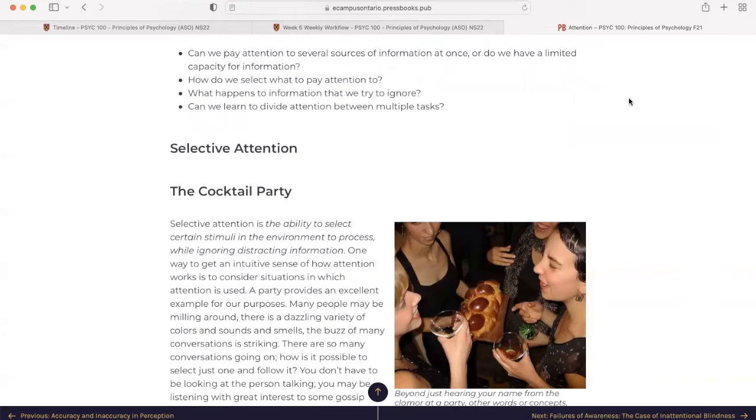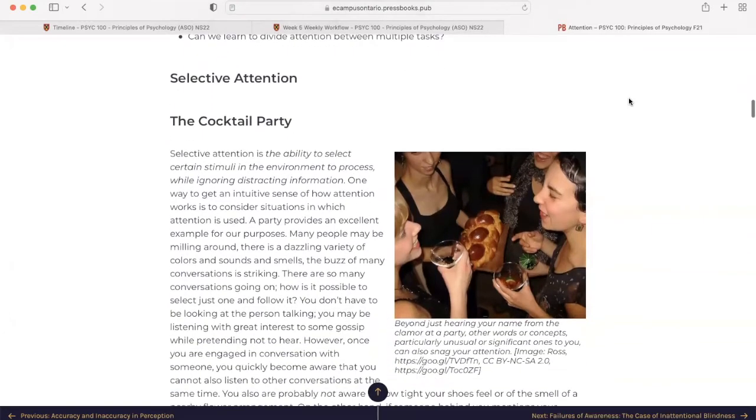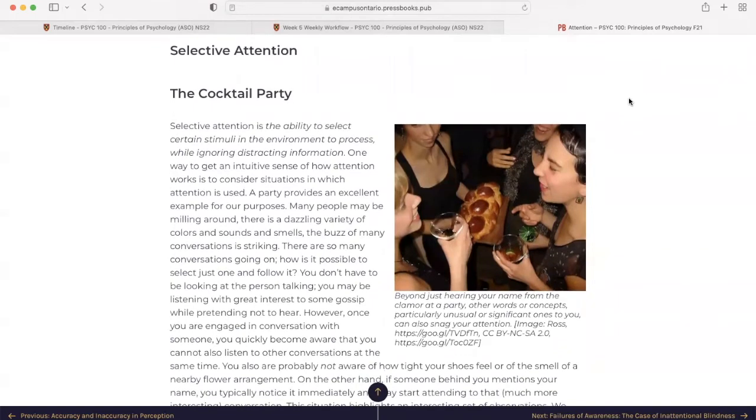We'll begin with selective attention, the cocktail party. This is a good example because a cocktail party is all about more than just hearing your name from the clamor of the party. Other words or concepts, particularly unusual or significant ones to you, can also snag your attention. So selective attention is the ability to select certain stimuli in the environment to process while ignoring distracting information. One way to get an intuitive sense of how attention works is to consider situations in which attention is used. A party provides an excellent example for our purposes.